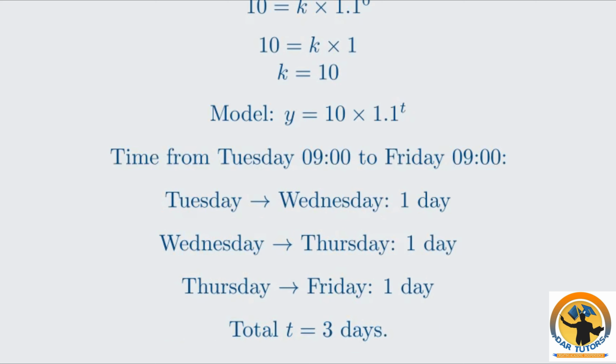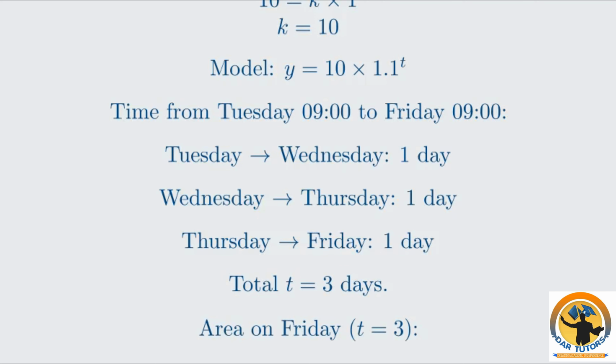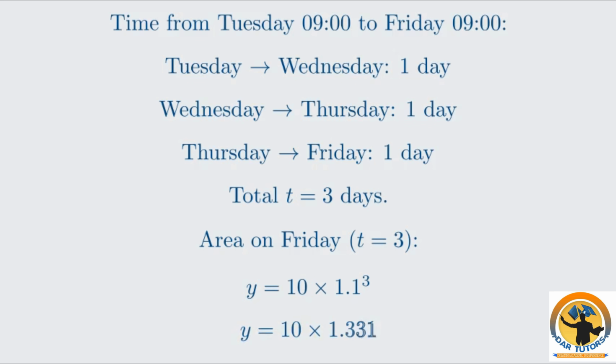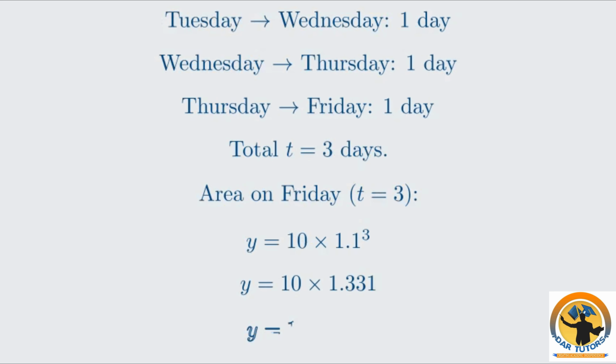Now we can find the area on Friday. We substitute t equals 3 into our model. y equals 10 times 1.1 to the power of 3. This is 10 times 1.331, which equals 13.31 square meters. So by Friday, the algal population will cover 13.31 square meters. This problem reinforced how to find the initial value, k, and how to calculate the time, t, from a given start and end point.